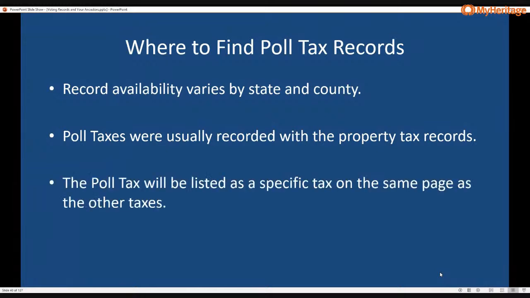The poll tax will be listed as a specific tax. It'll be specifically named on the tax ledger. And so it should be on the same page as all the other taxes, whether they paid a school tax or road tax and their regular property taxes. So you should be able to see it.